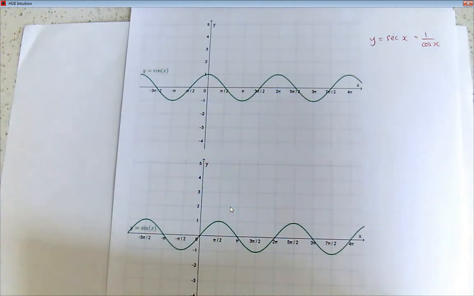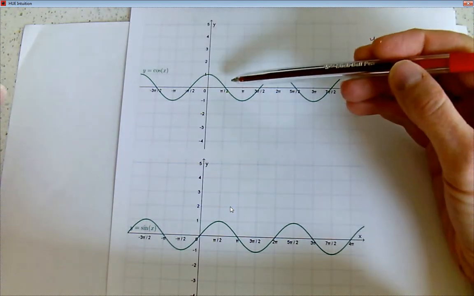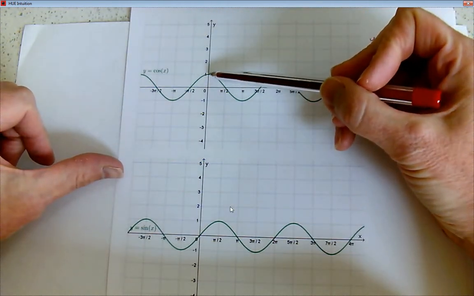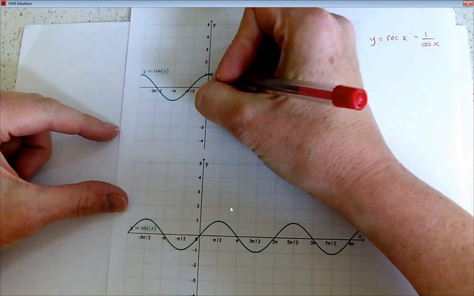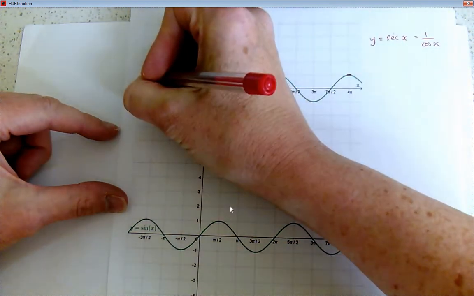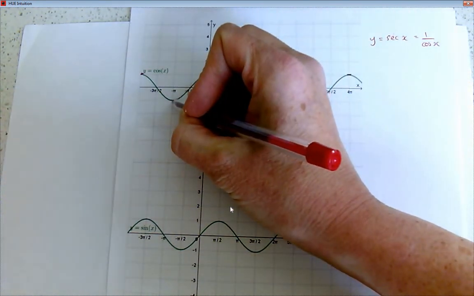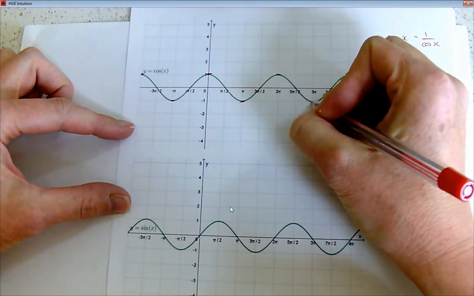Okay, we start off by focusing on key features and important moments on your cos graph and think about the reciprocals there. So exciting things happen every pi over 2, don't they, if we're working in radians. Let's start with x is 0. We can see that cos is 1 and 1 over 1 is 1. So sec is going to be 1 as well. So wherever cos is 1, sec is going to be 1. Similarly, wherever cos is negative 1, the reciprocal of negative 1 is also negative 1. So sec is going to be negative 1 there.